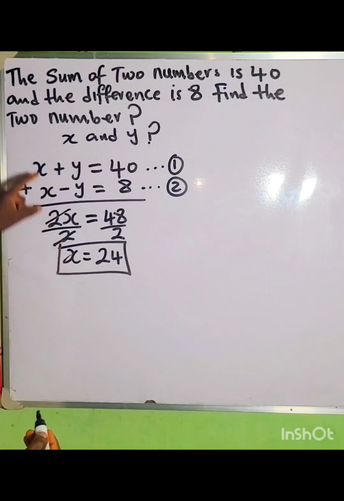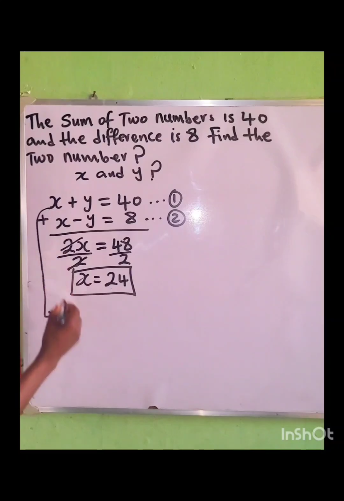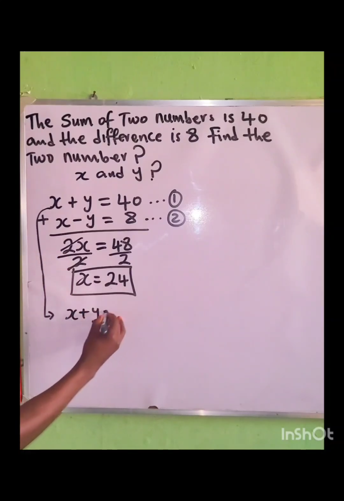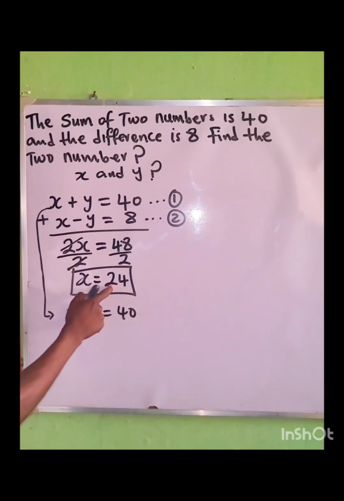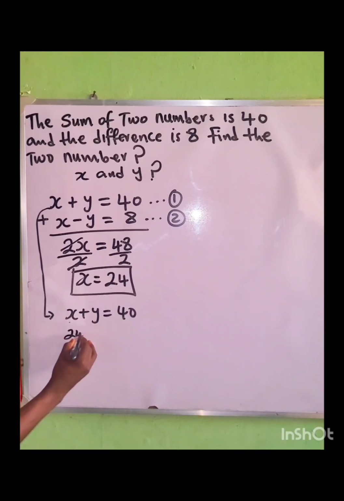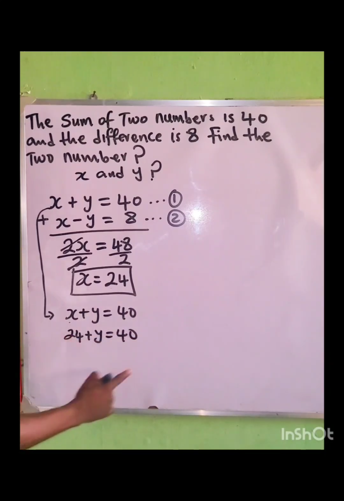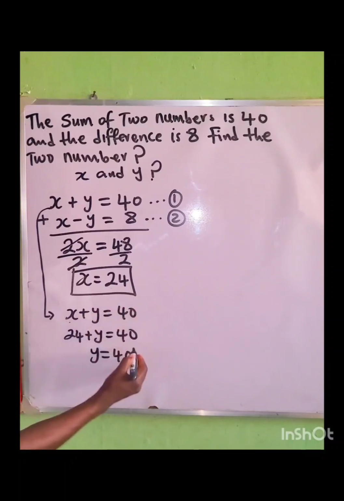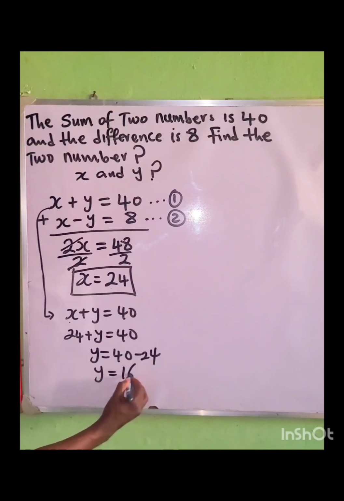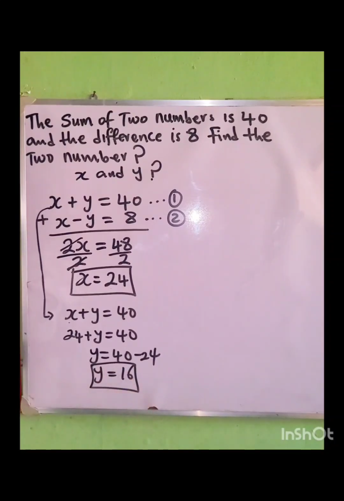Now to get the value of y, we're going to replace this value of x in any of the equations. Now let's replace it in equation 1. So from equation 1, we have x plus y equal to 40. So at x equal to 24, this is going to be 24 in place of x, plus y equal to 40. Then we take this 24 to the right hand side, so y equals 40, and when positive crosses it becomes negative 24. Then 40 minus 24 gives us 16. So therefore, the two numbers are 24 and 16.